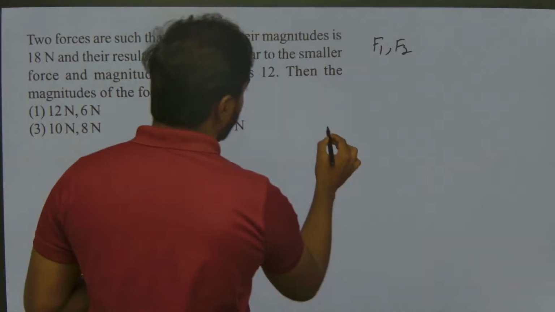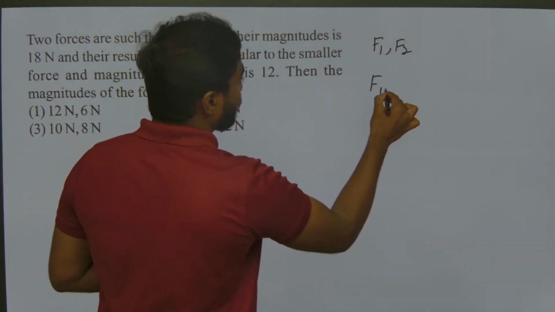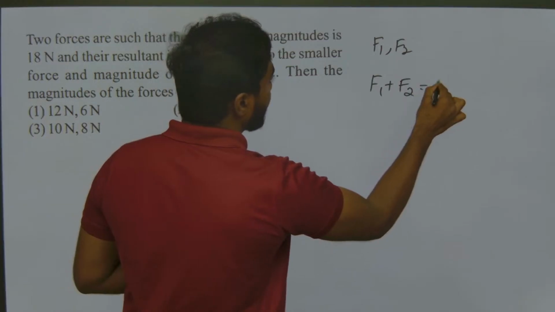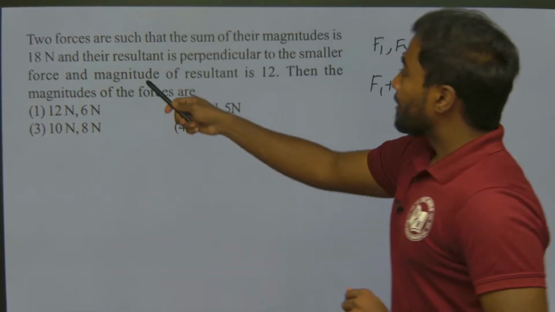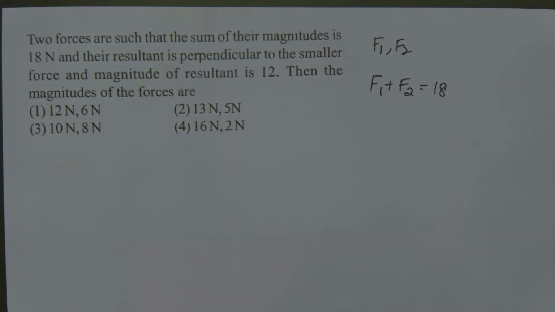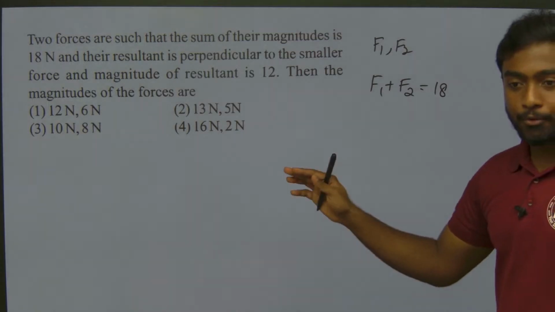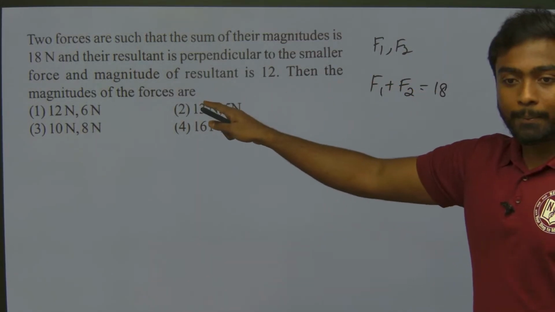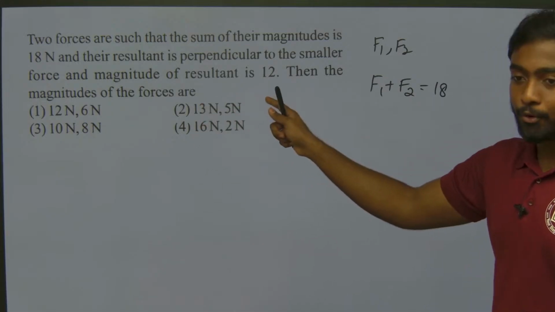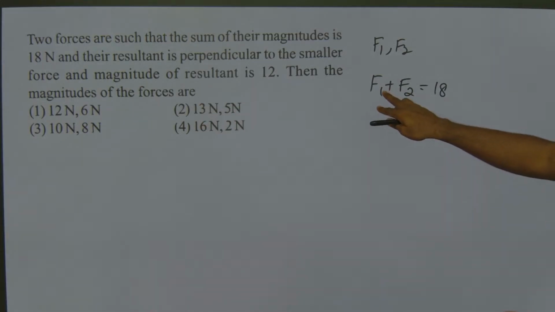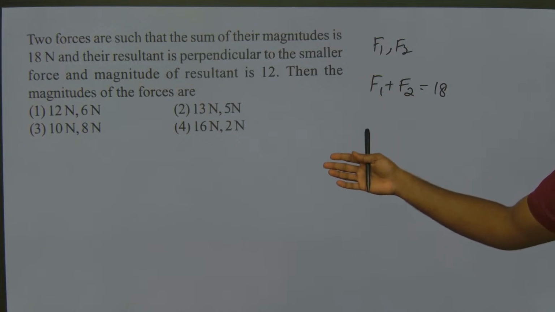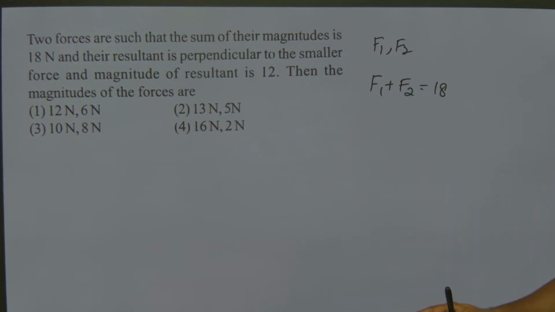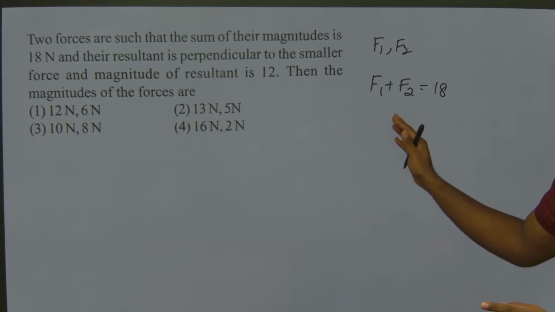That's the first condition. F1 plus F2 will be equal to 18. Then their resultant is perpendicular to the smaller force. I don't know which is the smaller force, they have not mentioned. They told me that F1 plus F2 will be equal to 18 and the resultant will be perpendicular to the smaller force. So can I consider F1 as the smaller force, or F2 as the smaller force? It's my wish to consider right now.